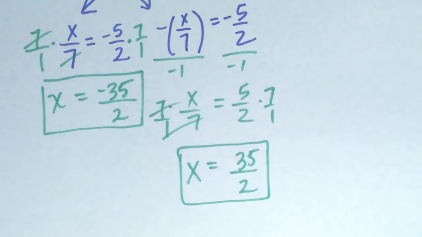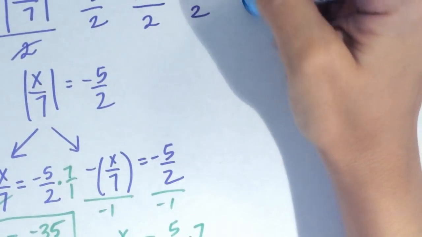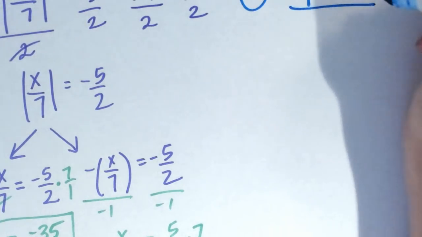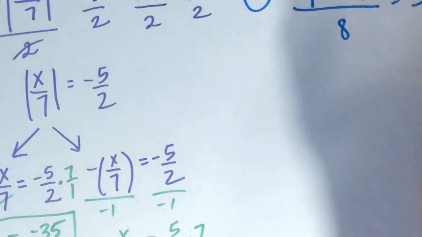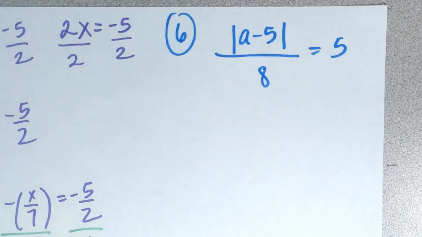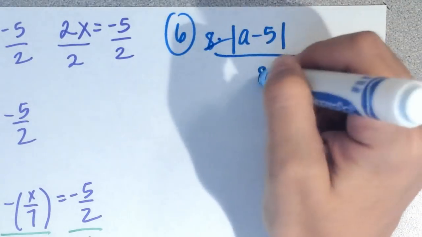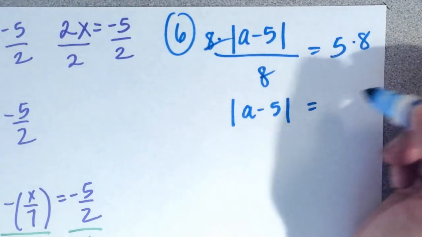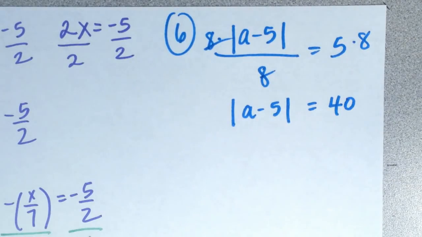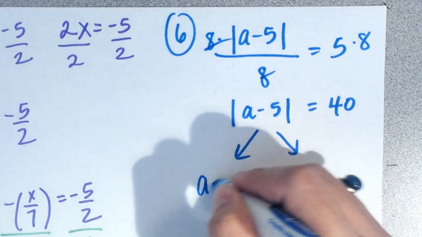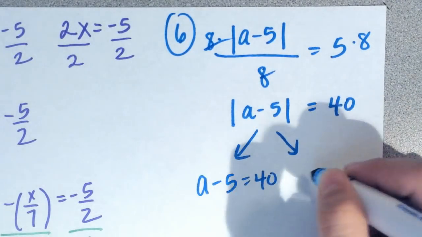All right, let's go to number 6. Very similar problem. I have the absolute value of a minus 5, all under the absolute value, over 8, equals 5. All right, same thing. I have to get the absolute value by itself, so I'm going to multiply both sides by 8. 8 times 5 is 40. Once I have my absolute value, I'm going to split it up into two cases. So a minus 5 equals 40.